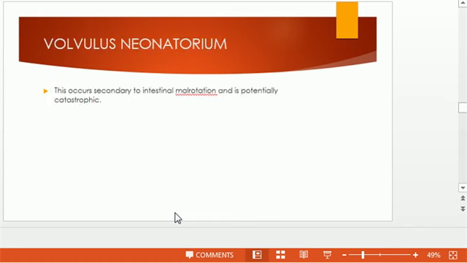Now, volvulus neonatorum. This occurs secondary to intestinal malrotation in neonates, and it is a potentially lethal, fatal condition. It's a potentially catastrophic condition. It is the intestinal malrotation which leads to this volvulus neonatorum.